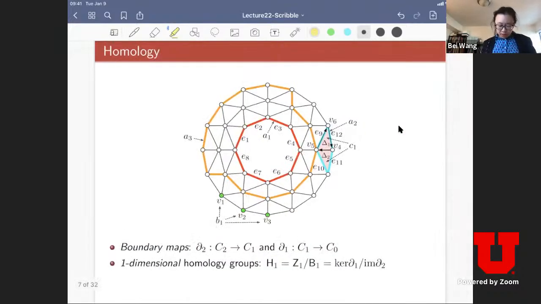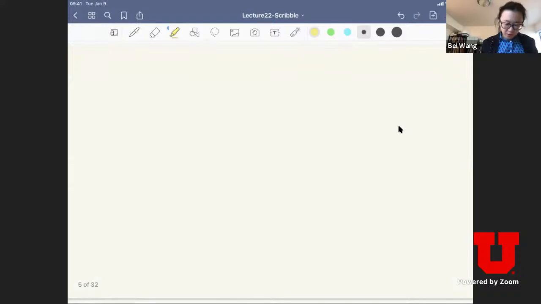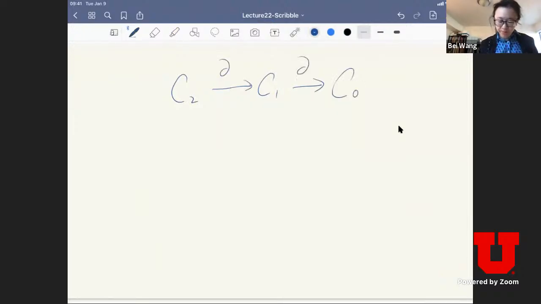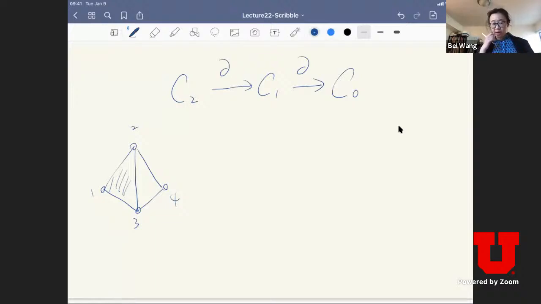All right, so now let's go back to this picture. The picture to keep in mind is that if I have C2, C1, and C0, we have what's called the boundary map. If I take a linear combination of triangles, I can take the boundary, which becomes a linear combination of edges. If I take the boundary of an edge, it becomes a linear combination of vertices. Let's look at the simplest example here. Let's say this is my simplicial complex, it has 4 vertices, 5 edges, and 1 triangle. Okay, so let's call it like this.